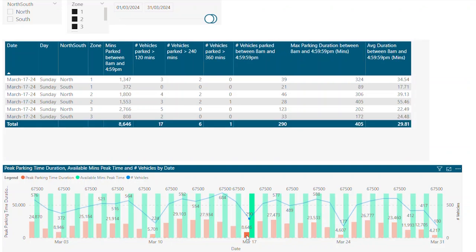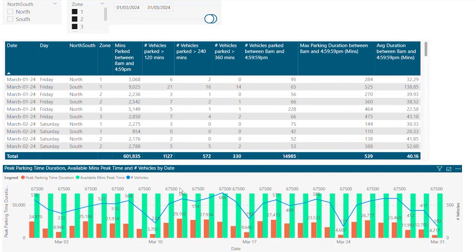Let's say we want to see what happened on St. Patrick's Day. So you can see that 8,646 minutes were parked in the prime time that day, and there were 290 vehicles there. You can see in the trends that Sundays are our least used days when it comes to parking, and sometimes you just don't get that from the spreadsheet. So having the ability for the end users to drill into the data allows them to see trends and really get a handle on the amount of parking and the amount of utilization.